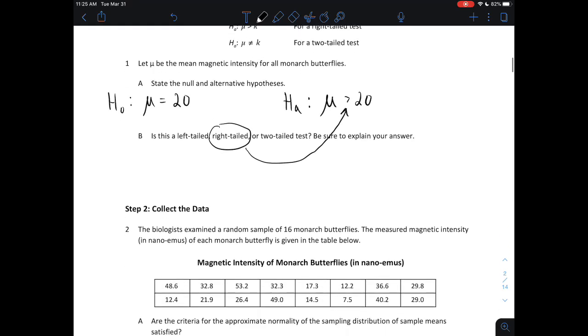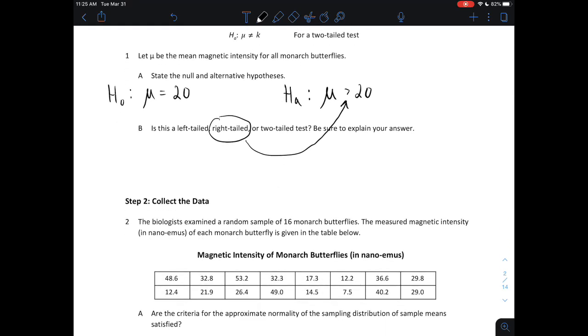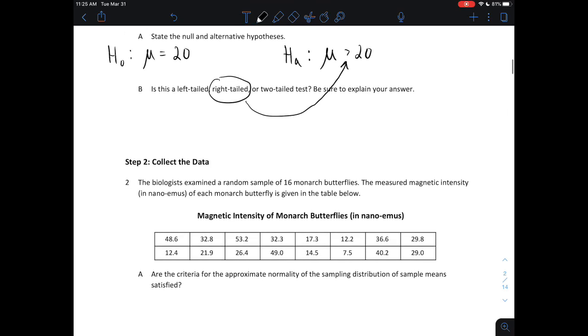After we've stated our hypotheses, then we move on to collecting the data. Step 2, or number 2. The biologists examined a random sample of 16 monarch butterflies. The measured magnetic intensity in nanoemus of each monarch butterfly is given in the table below. So here we have the magnetic intensity of monarch butterflies, all measured in nanoemus. And we have all 16 of them listed in those 2 rows.